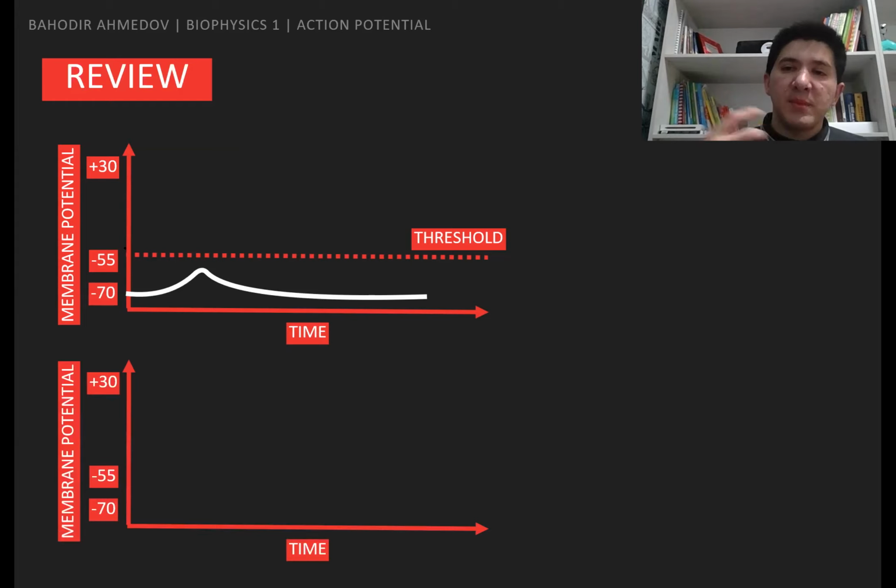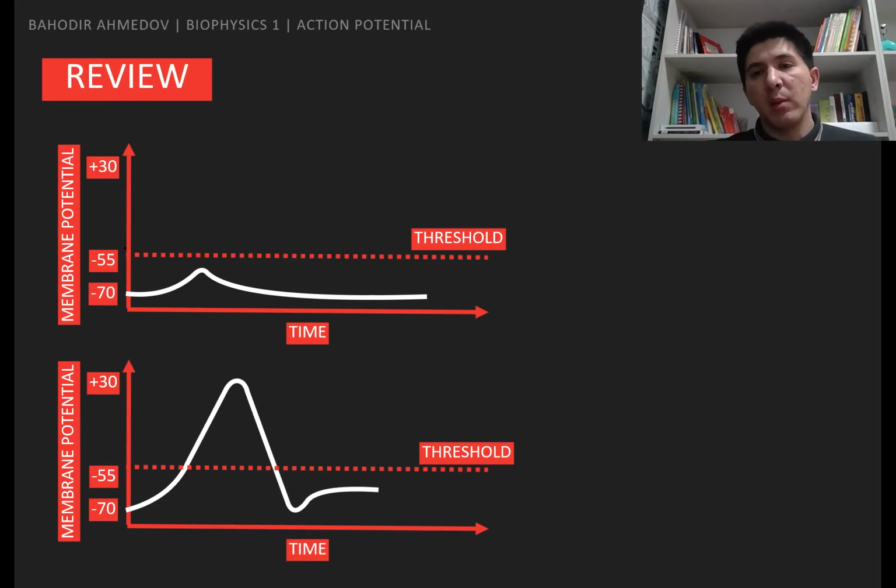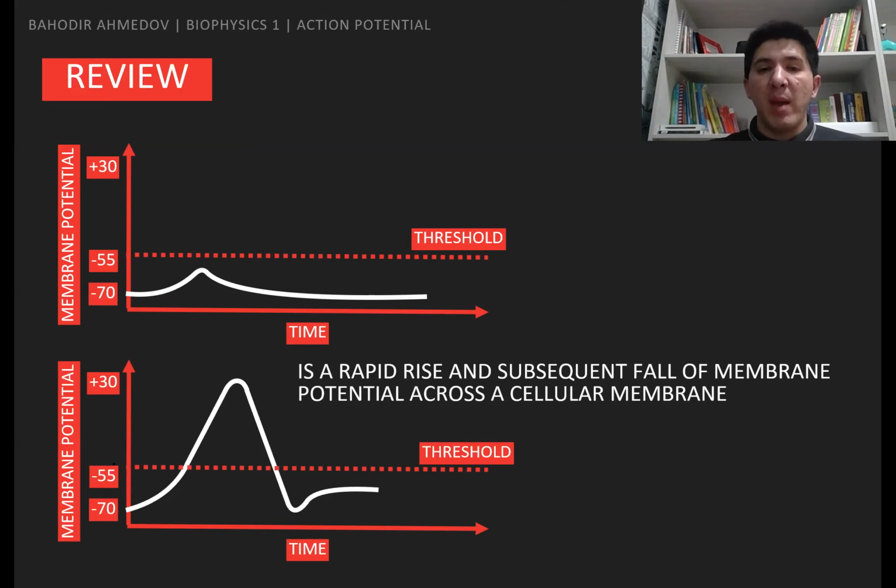But if the membrane potential increases until this threshold, until this critical point, minus 55 millivolts, then the voltage gated channels are going to be open and let lots of sodium ions go in. Then when it reaches plus 30 millivolts, the voltage gated potassium channels are going to be opened and let lots of potassium ions go outside the cell. In this situation, the rapid increase and then subsequent fall of a membrane potential across the cellular membrane is called the action potential. And this is what we have discussed and what we wanted to understand, and I hope that you have much more understanding of this definition now at the end of the lecture.